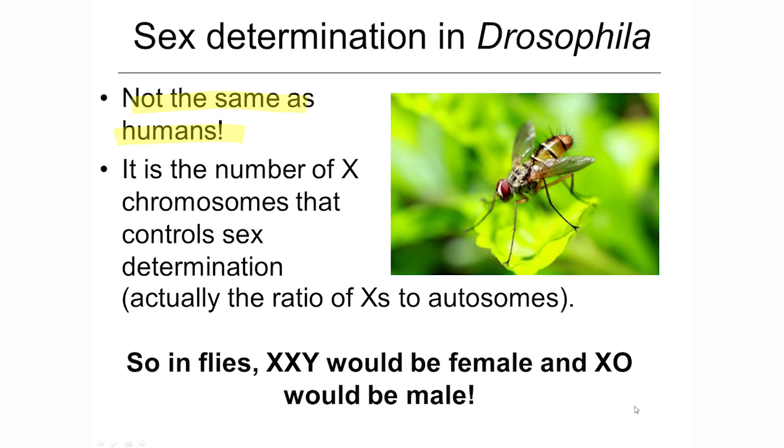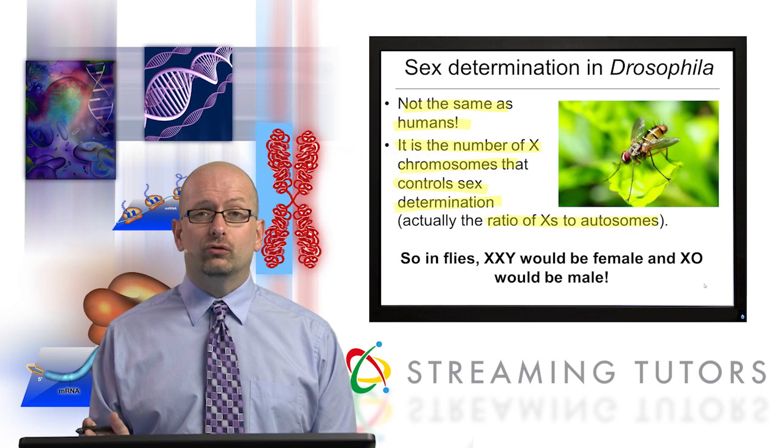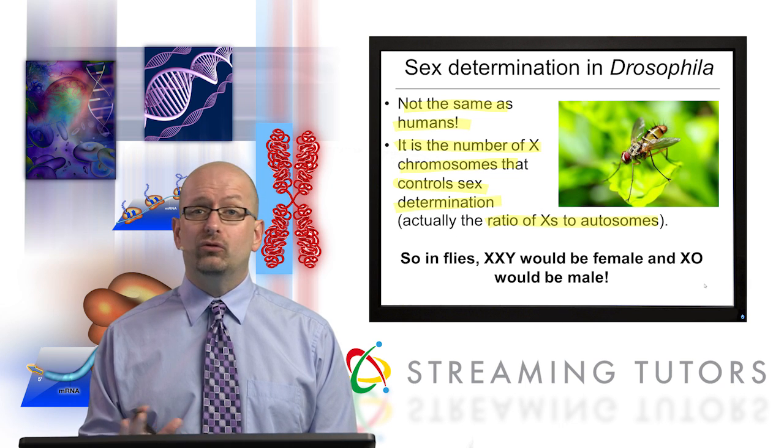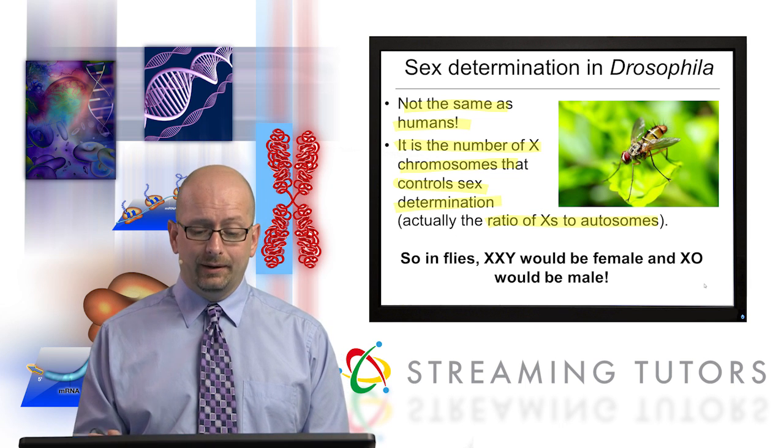We're not going to go through all the details of how that was determined, but it is the number of the X chromosomes that controls sex determination in Drosophila. More technically, it's the ratio of X's to autosomes, so assuming the right number of autosomes is there, it is the number of X's. So this is what I want you to take home from that. Don't worry about the Y in Drosophila. For this purpose, it's not doing anything, okay?